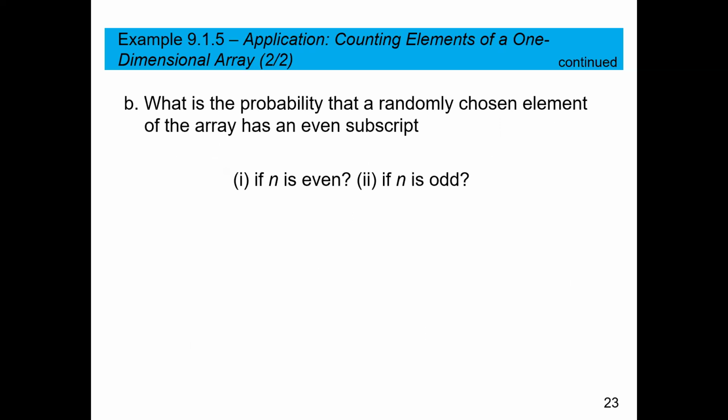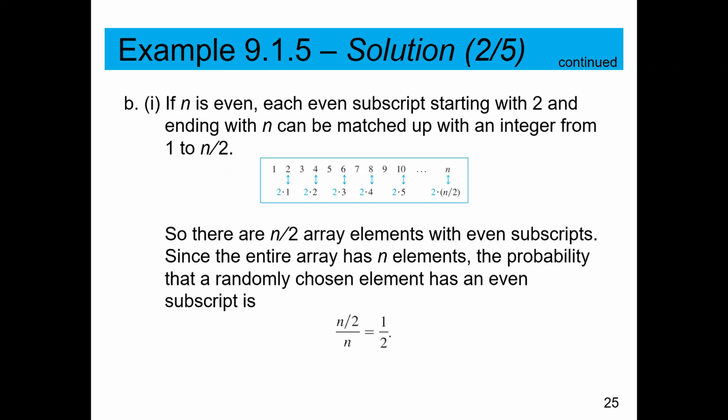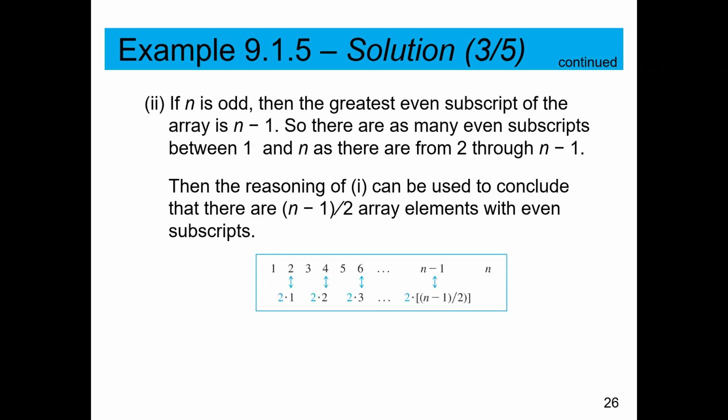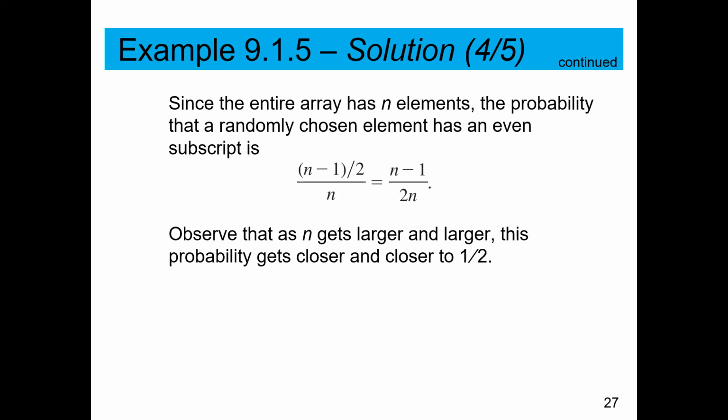Second question, though, is what's the probability that a random element has an even subscript? In other words, what's the probability it's even? Well, it turns out that if n is even, we end up with a subscript of 2, but it kind of depends on if n is even. And then we have n over 2 divided by n, which is just 1/2. Because if we're dealing with even integers, then half of them would be true. But what if n is odd? Well, then the number right below it, n minus 1, would be even. And so again, we can do this calculation. We just get n minus 1, so we end up with n minus 1 over 2n.